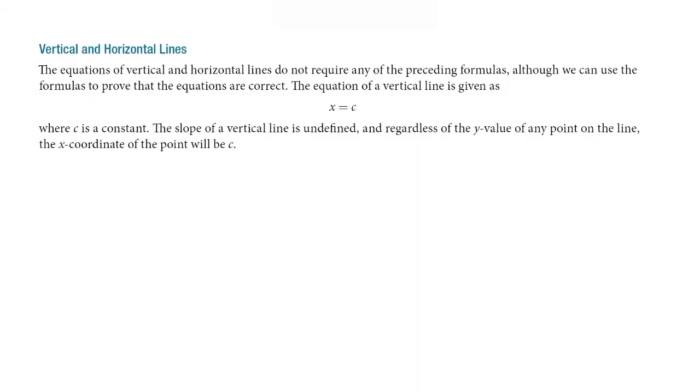So we've learned about sloped lines, and now we're going to talk about vertical and horizontal lines. The equations of vertical and horizontal lines don't use any of the preceding formulas. If we see an equation x equals c, where c is a constant, that is a vertical line. And the slope of a vertical line is undefined.